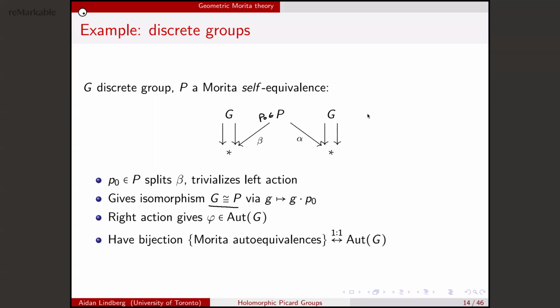By using up the information in the left action, I get this trivialization, but then there's this residual right action. And you can check from the axioms that this right action is going to give us an automorphism of this group.